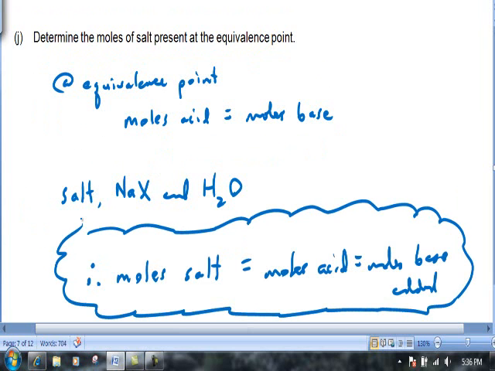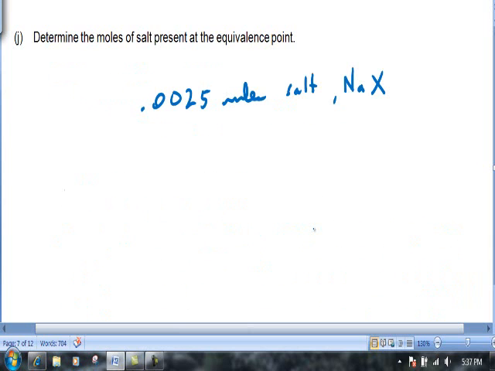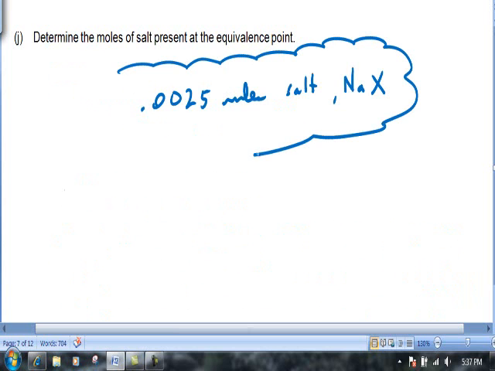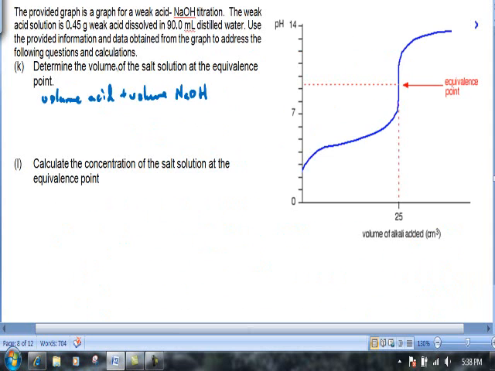What's happened by the equivalence point is all of the acid present has turned into salt. So however many moles of acid were originally present is now how many moles of salt are present in the solution. Consequently, we can say we have 0.0025 moles of salt, NaX, present at the equivalence point in our solution. To get the volume of the salt solution, it's a combination of the volume of the acid that was originally present plus the volume of the sodium hydroxide that converted the acid into salt.